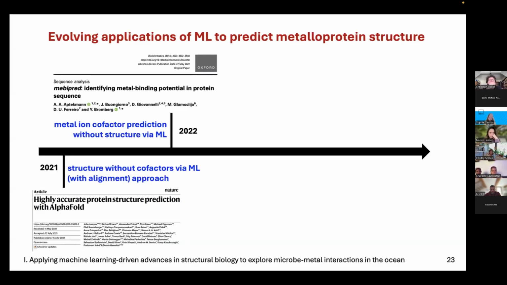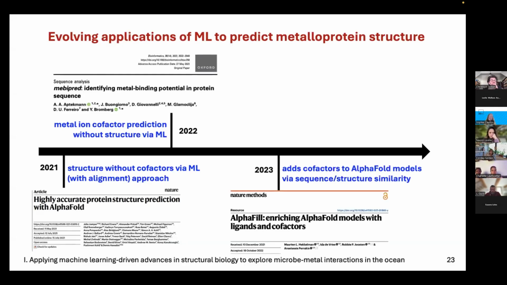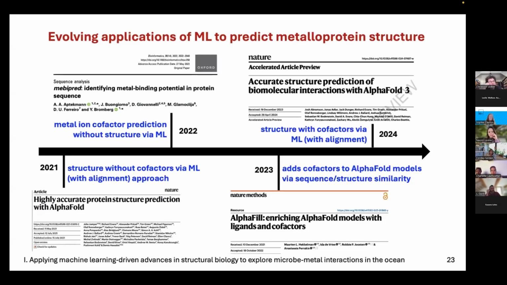Now, following AlphaFold, as you might expect, a slew of additional models sought to predict cofactors for AlphaFold predicted structures. I'm going to discuss one called AlphaFill briefly, which uses a sequence and structure comparison to furnish AlphaFold structures with cofactors. There have been literally dozens published in the past couple of years, including many others that use AI approaches. Now, more recently, AlphaFold 3, which was released a few months ago, now also includes metal cofactor predictions.